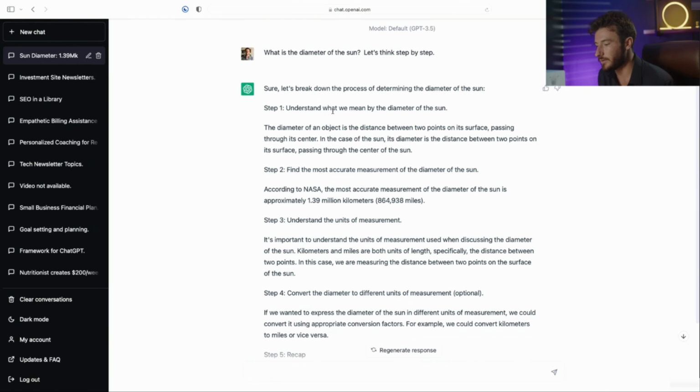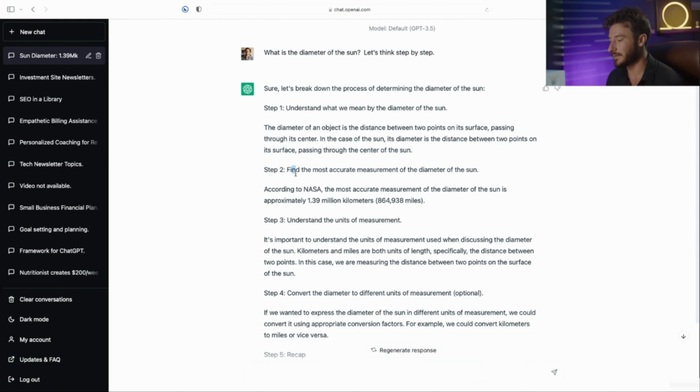Step 1, understand what we mean by the diameter of the sun. The diameter of an object is the distance between 2 points on its surface, passing through its center. In the case of the sun, its diameter is the distance between 2 points on its surface passing through the sun's center. So it's talking about, from the basic level of the explanation, what the diameter is for an object, what the diameter is for the sun, and then the next step.